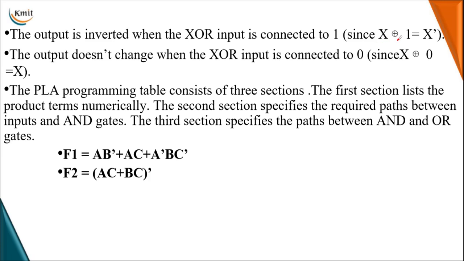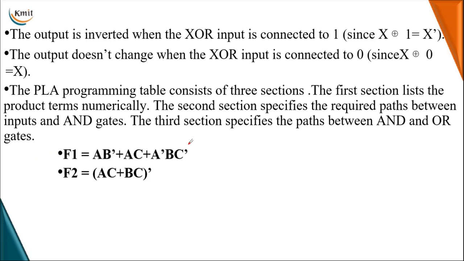If you connect X exclusive OR with 1, it will give you the output X bar, the complement of X. If you transfer your X input along with the 0 input on the exclusive OR gate, it will implement the uncomplemented function. So X exclusive OR 0 is equal to X, and X exclusive OR 1 is equal to X bar.